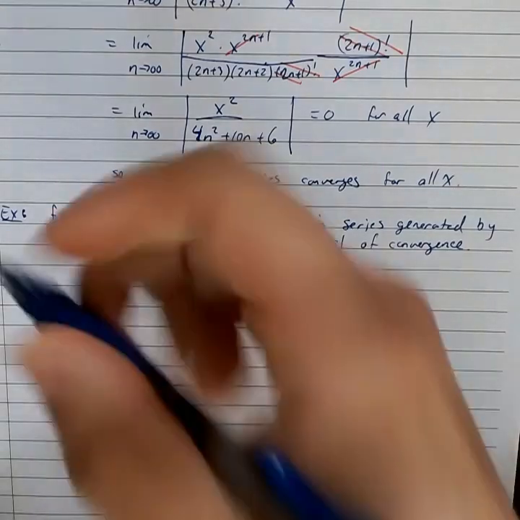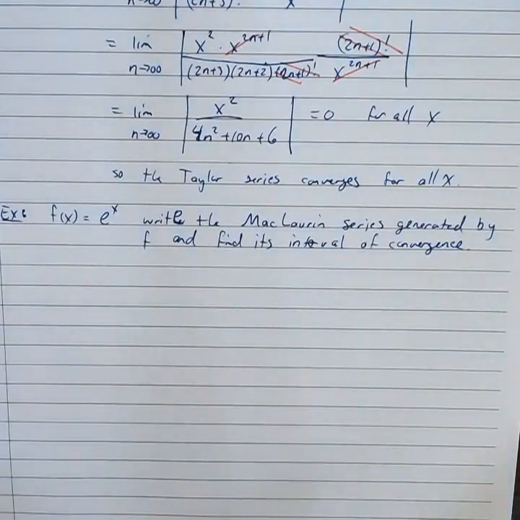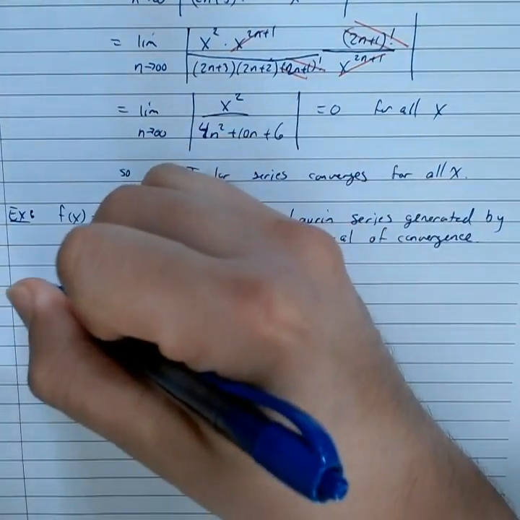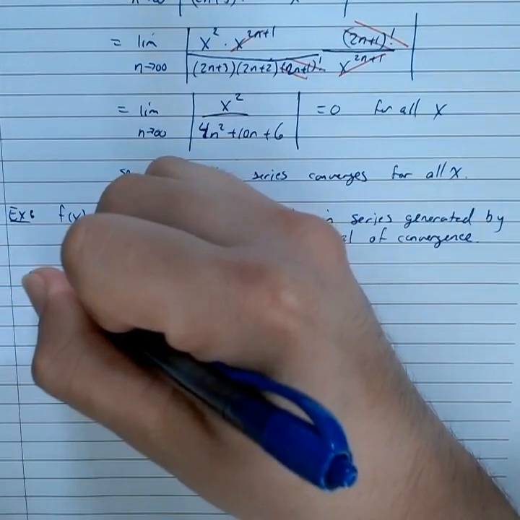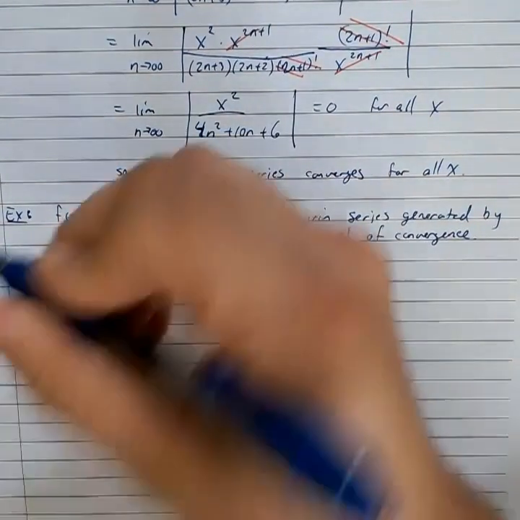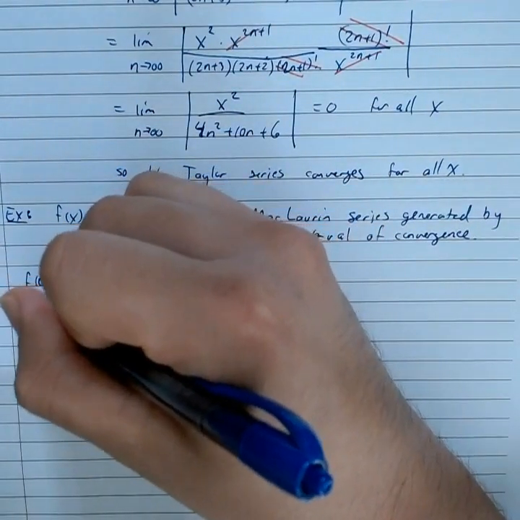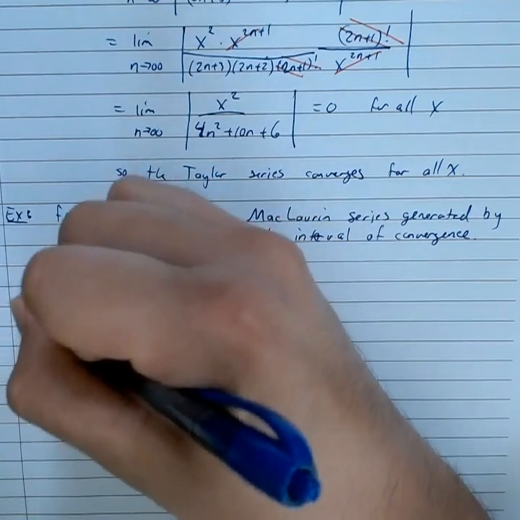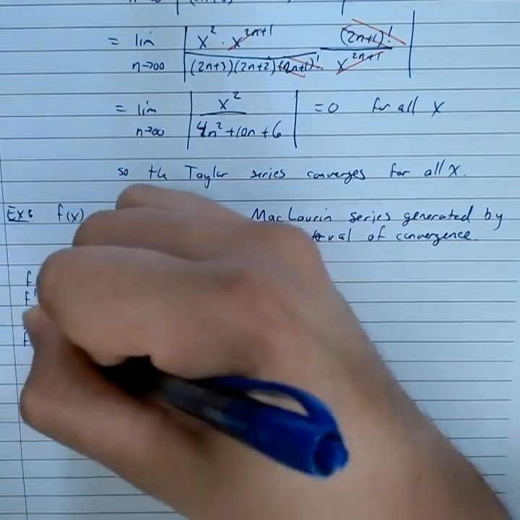All right, so let's take a look here. First of all, let's generate the Maclaurin series. We're going to take our f of x and we're going to plug in 0. And then what we're going to do is we're going to take the subsequent derivatives of those and plug in 0 all the way.